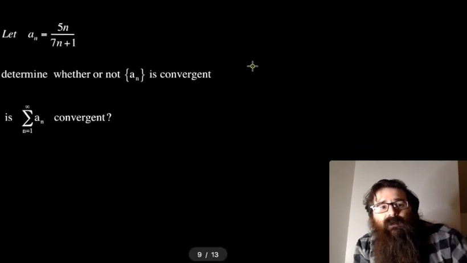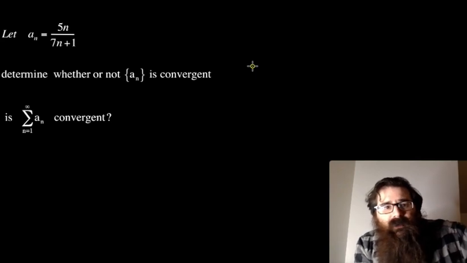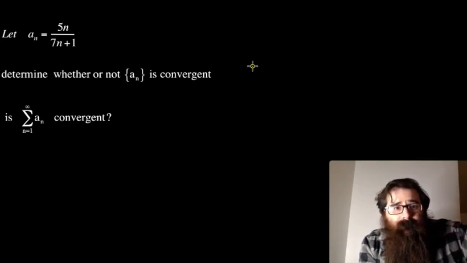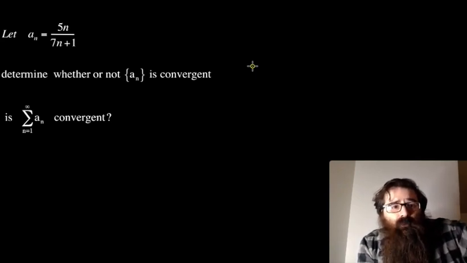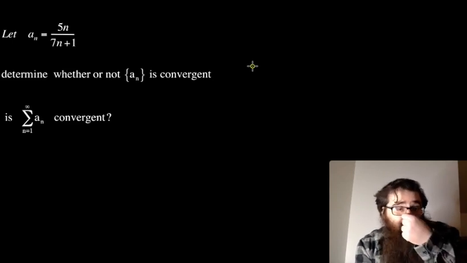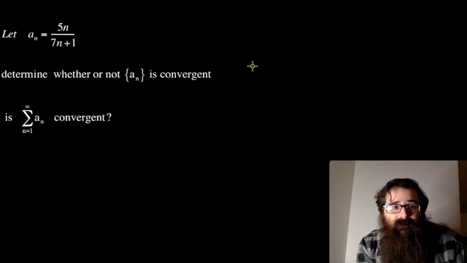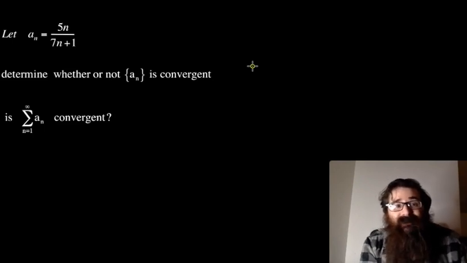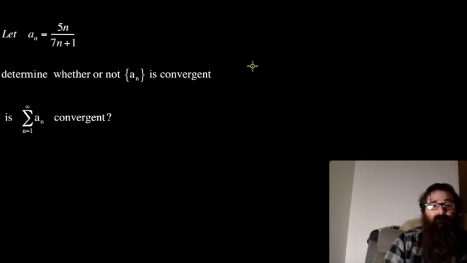Now let's start off with something to sort of bridge between sequence and series. Let a sub n be equal to 5n divided by 7n plus 1. Determine whether or not the sequence a sub n is convergent, and then we want to know, is the series for a sub n convergent?